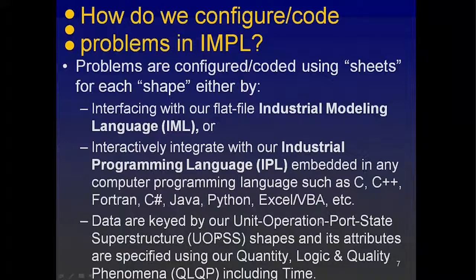How basically you define, if you were to use GAMS or AMPL or something, you have to work with what are called sets. So what we have inside of IMPL, instead of using sets, well, these are kind of like sets. We call them more shapes or objects. So everything in our case is keyed using Unit-Operation-Port-State Superstructure. It allows you to define units and operate, and these units can have one or more operations.